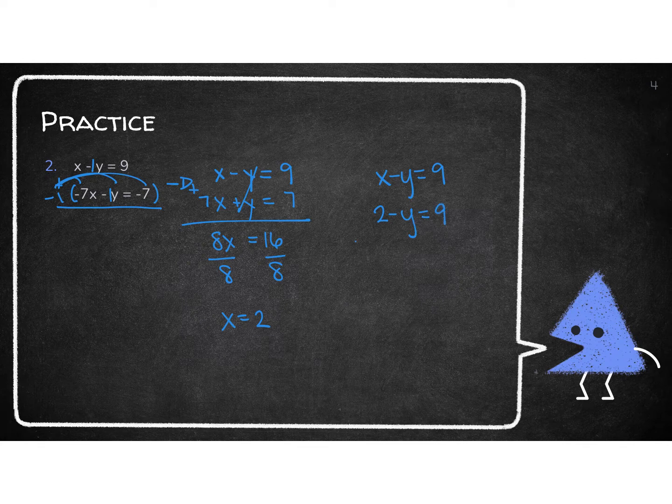And now to solve for y, I'm going to minus 2 first. So I'm going to get negative y equals 7. And then I have to divide by that -1. So I'm going to get y equals -7. So my final answer is an xy point. So my x was 2, my y was -7.